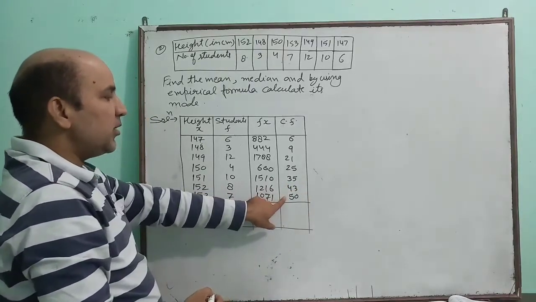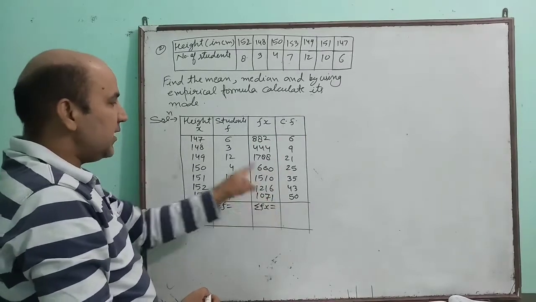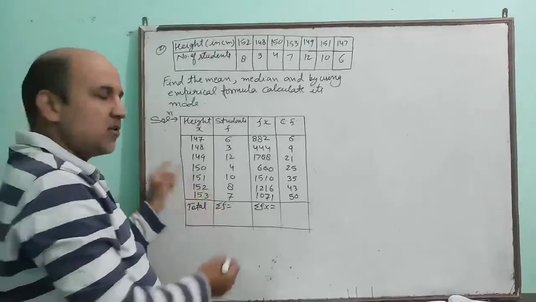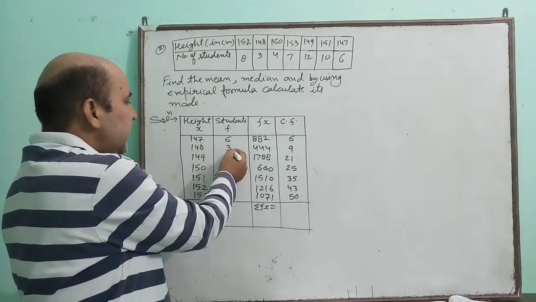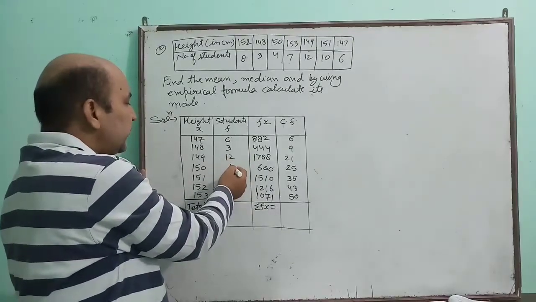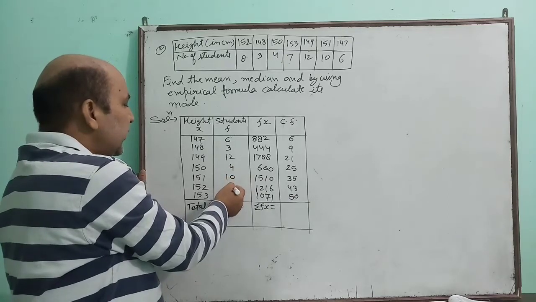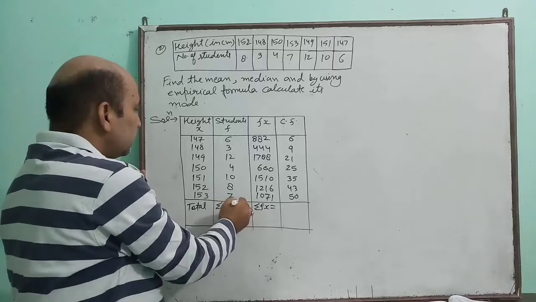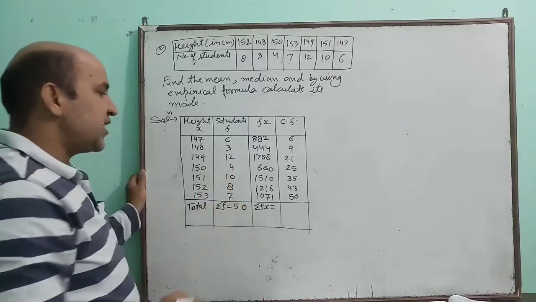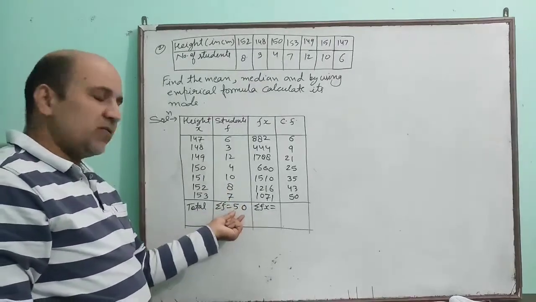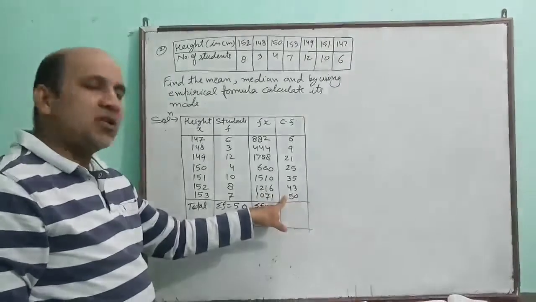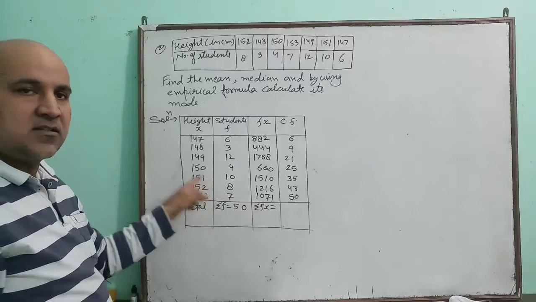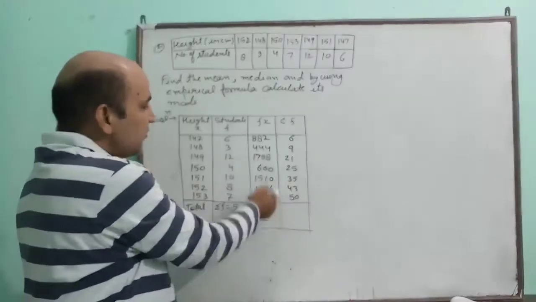The last number of the cumulative frequency must be equal to the total of the frequencies. Since the sum of the frequency is 50, this number should also be 50, because this is the total of all the frequencies. Now we will add all these numbers.